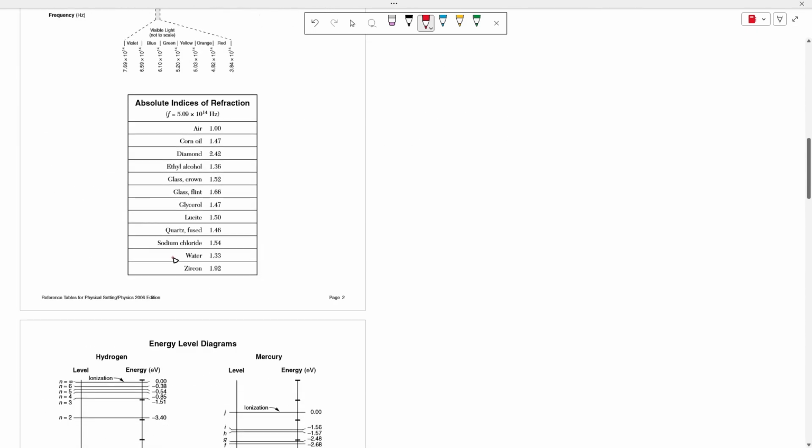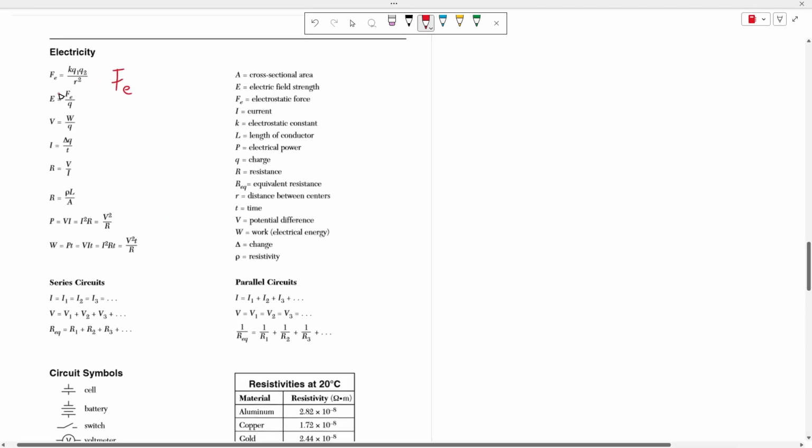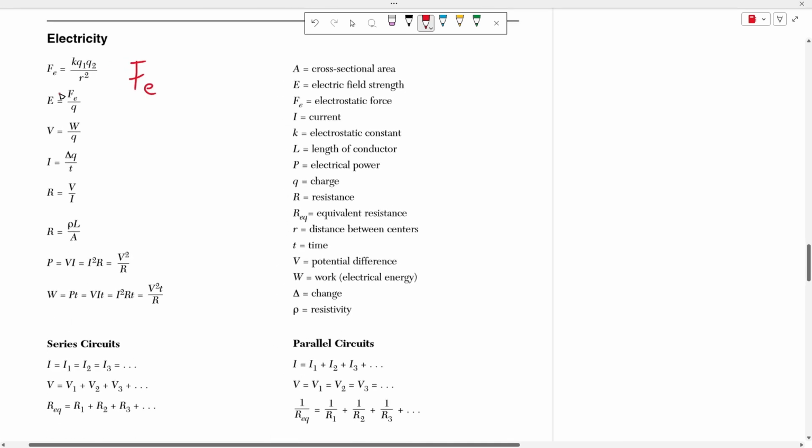So keep that in mind. We're going to go ahead in our reference table, and we see here how electrostatic force is Fe, right? The electrostatic force. And we know that Fe is equal to kq1q2 over r squared. And you'd be saying, whoa, what's my distance? How am I going to use this? And you're right, we can't use this formula.